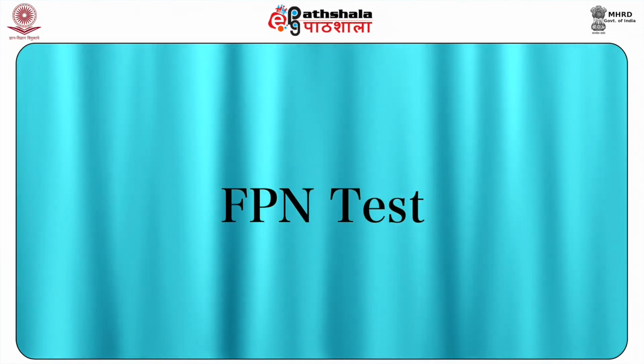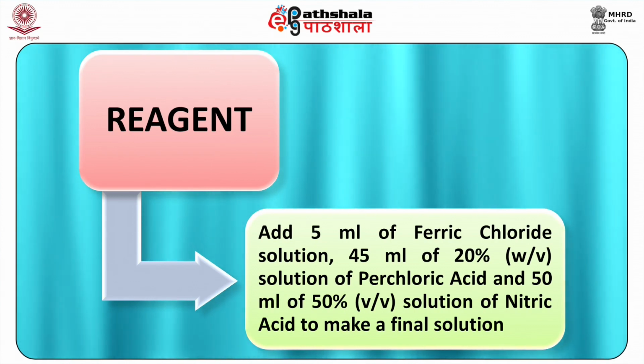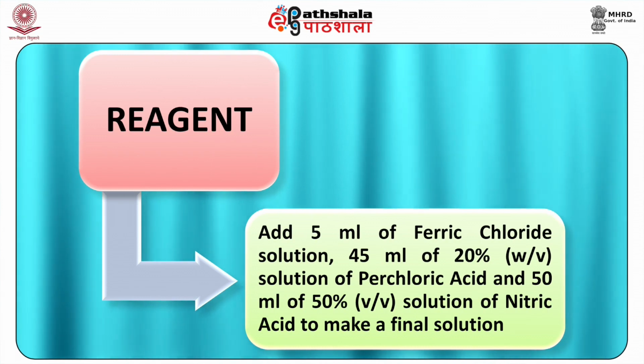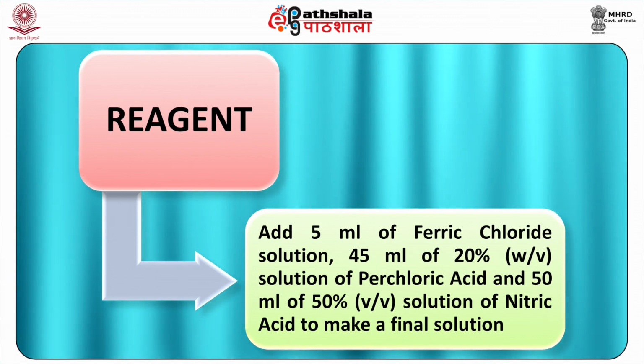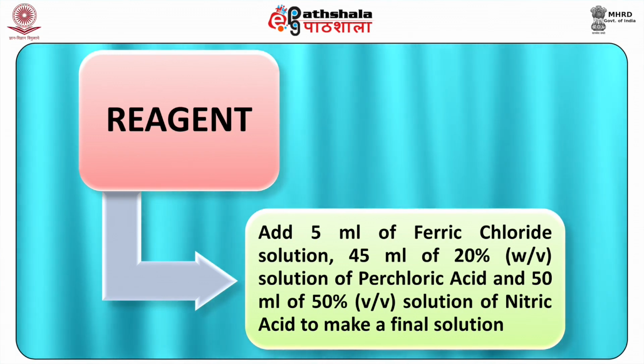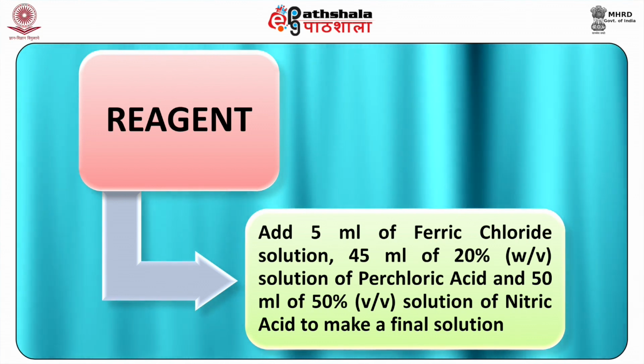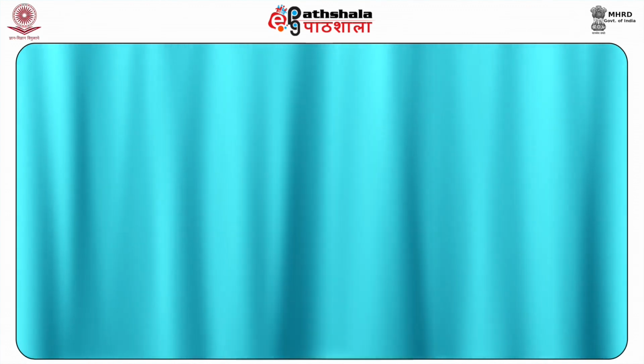Next comes the FPN test. For preparation of reagent, 5 ml of ferric chloride solution, 45 ml of 20% weight by volume solution of perchloric acid and 50 ml of 50% volume by volume solution of nitric acid are added to make a final solution. Phenothiazines give orange red, violet red, brown red, orange, red orange, pink orange, or blue, violet or red brown color.